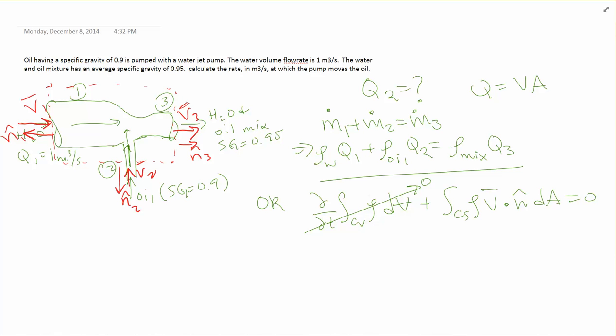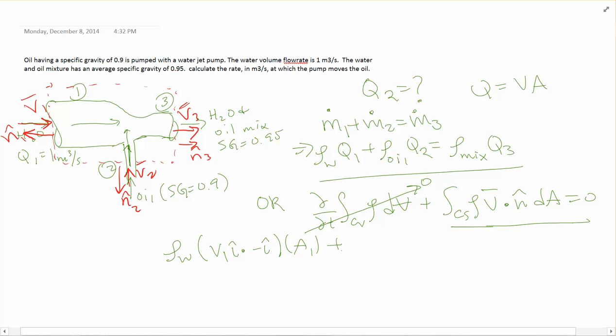So keep that in mind as we write this out. Now let's look at the water, which is at section 1 first. If we look at this portion of the equation, we need rho times V dot n times dA, essentially. So we're going to have rho of the water, then V dotted with n, so V1 i dotted with negative i. And then we multiply that by just A1, whatever that is. We weren't given that. Now let's go to the other section. Let's do section 2 next.